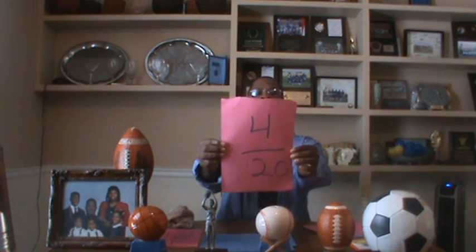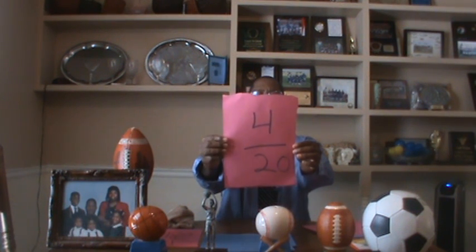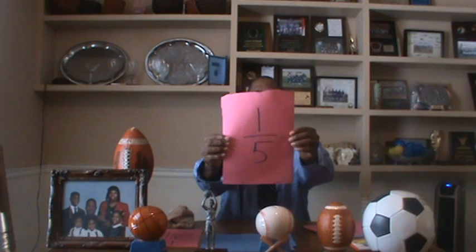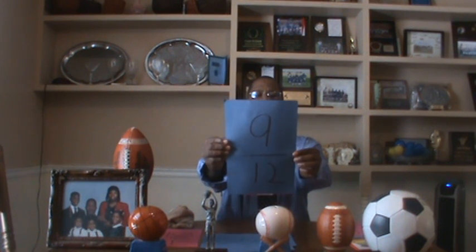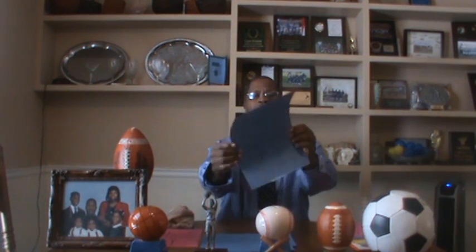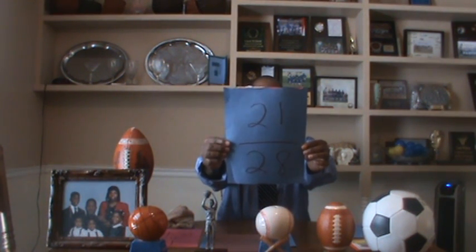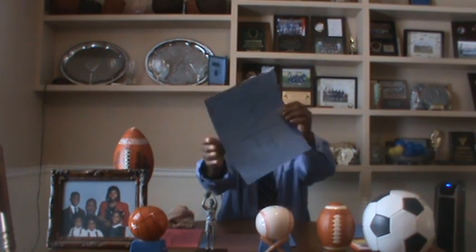Hope you're getting these, guys. 4/20 when reduced will be 1/5. 9/12 when reduced will be 3/4. 21/28 when reduced, the lowest terms will be 3/4.